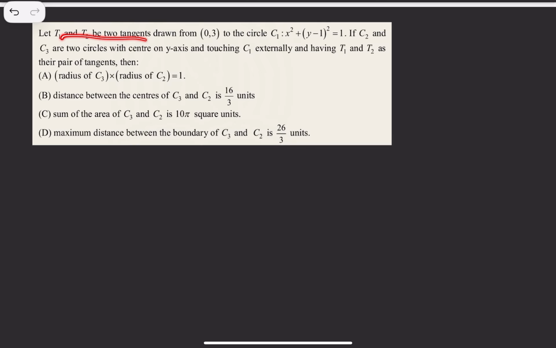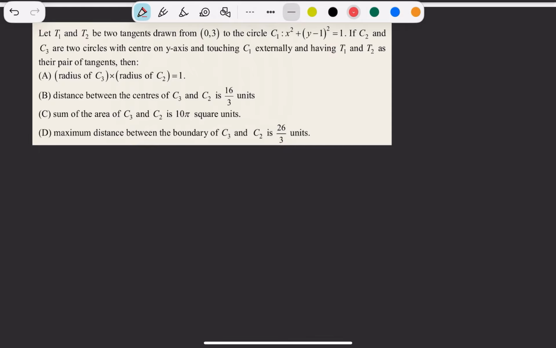T1 and T2 are the tangents drawn from the point, this is on the y-axis, to the circle, this one. C2 and C3 are the two circles with center on the y-axis and touching C1 externally. So both circles are touching externally and having T1 and T2 as their pair of tangents. Alright, so if you want to solve this question, let us try to draw the diagram.